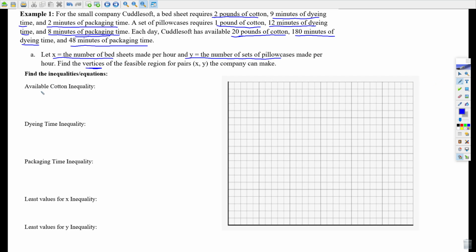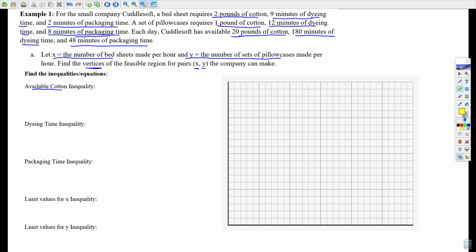Okay. So I actually helped you by listing out all the ones that we're going to do for the inequalities. 1, 2, 3. There's going to be 5 of them here. So let's go through and remember that x is the bed sheets and y is the sets of pillowcases. So we're going to create inequalities. So let's go through it here. We have cotton, the available cotton inequality. So if we look at this, we're going to look at the cotton stuff.